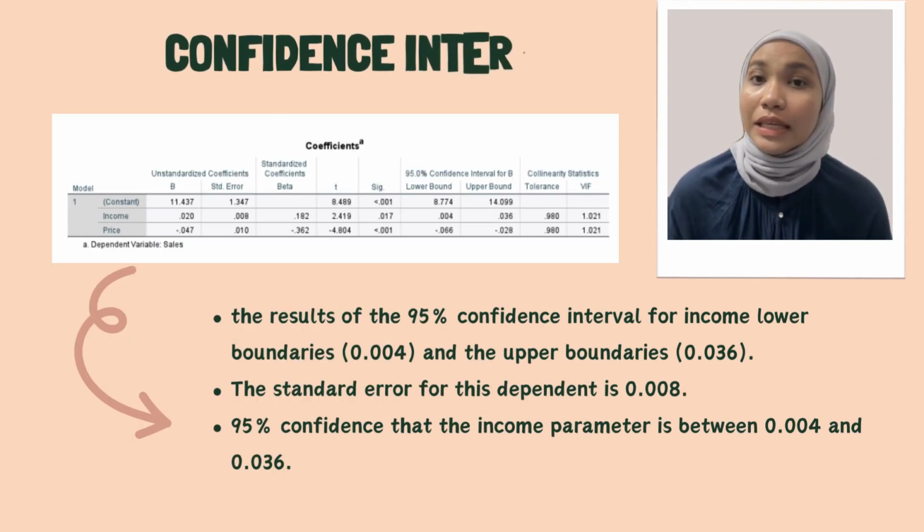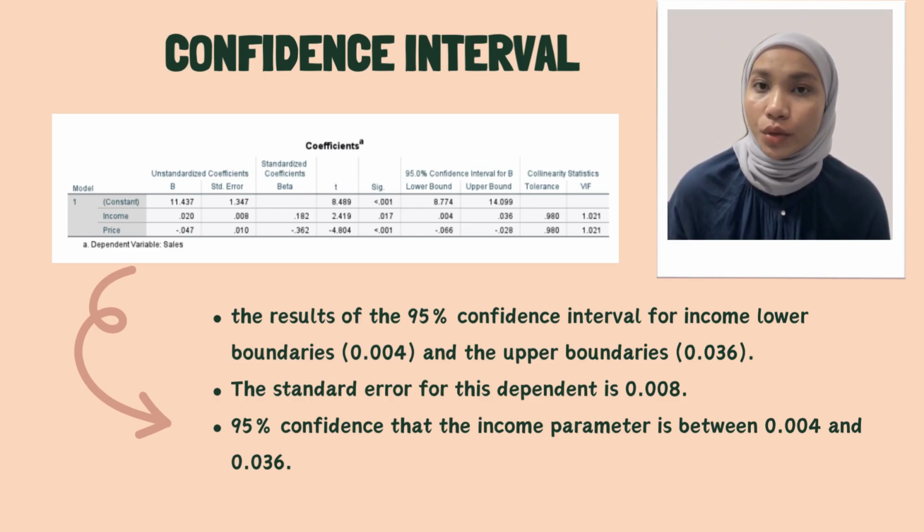Next, the confidence interval refers to evaluating the interval of a statistic containing a population parameter. By using SPSS, we collect the results of the 95% confidence interval for income, with a lower boundary of 0.004 and an upper boundary of 0.036. The standard error for this dependent variable is 0.08. Besides that, it can be said that we are 95% confident that the income parameter is between 0.004 and 0.036.